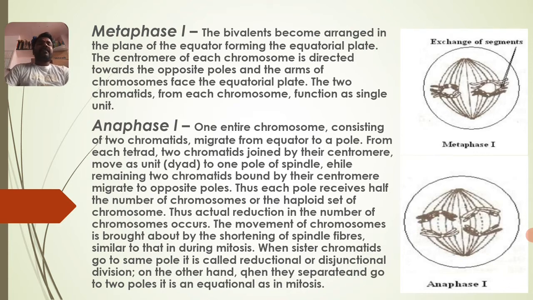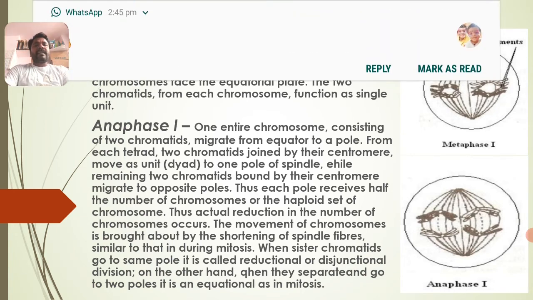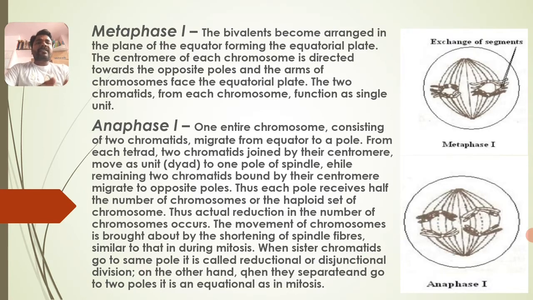And the next phase is anaphase 1. One entire chromosome consisting of two chromatids migrates from the equator to a pole. From each tetrad, two chromatids joined by their centromere move as a unit, that is a dyad, to one pole of the spindle.